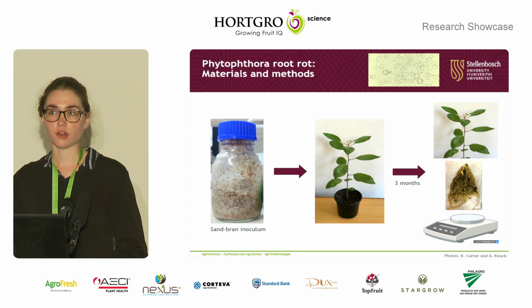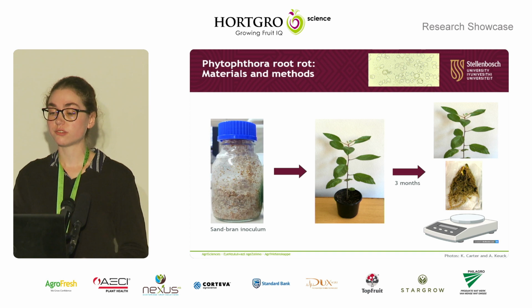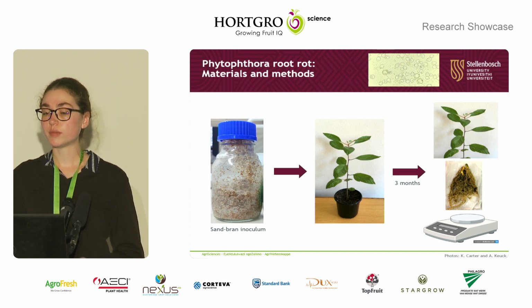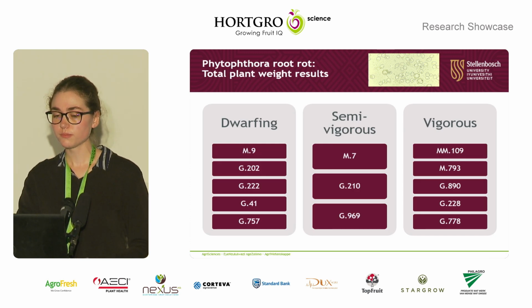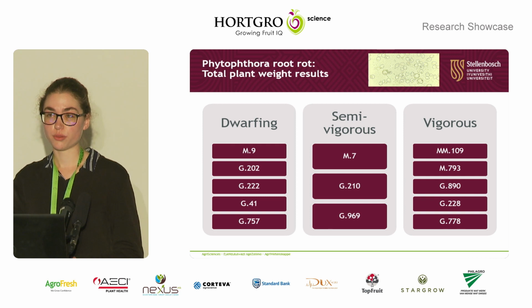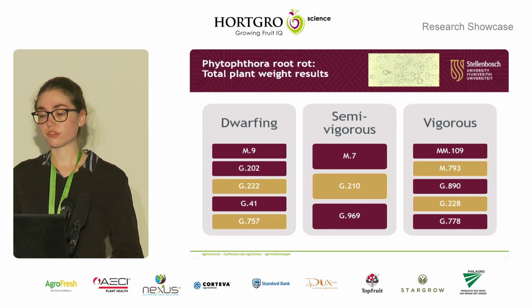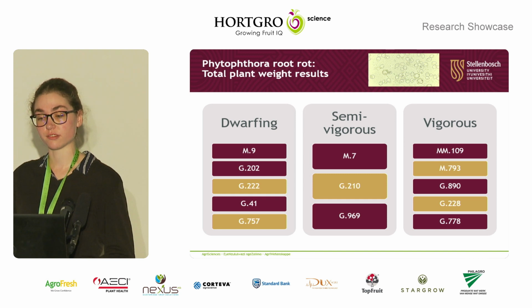We conducted 3 glasshouse trials in total. However, we had difficulty to induce disease symptoms in 2 of these trials, and therefore I will only present the preliminary data obtained from the 1 trial with successful inoculation. This slide shows all the rootstocks that were tested in our study, and I'm highlighting rootstocks that were significantly more tolerant within a vigor class compared to the other rootstocks that were tested.